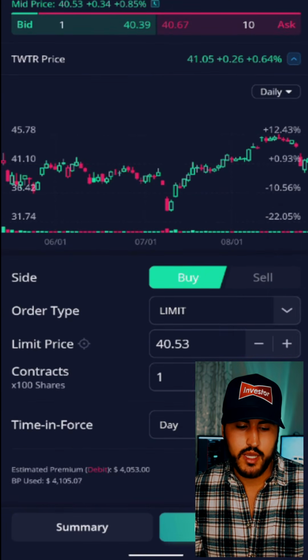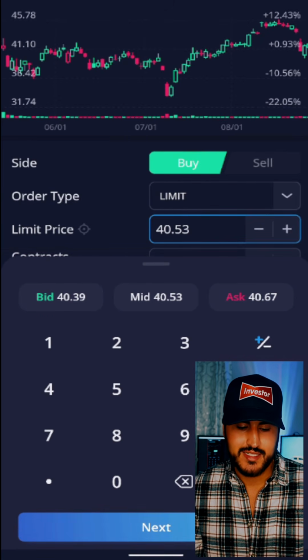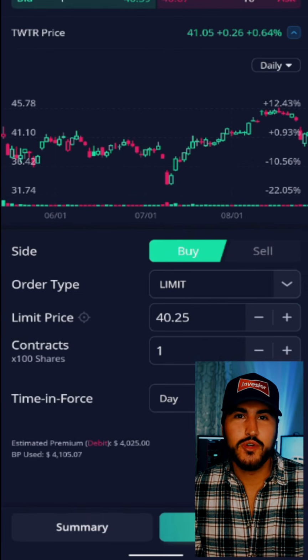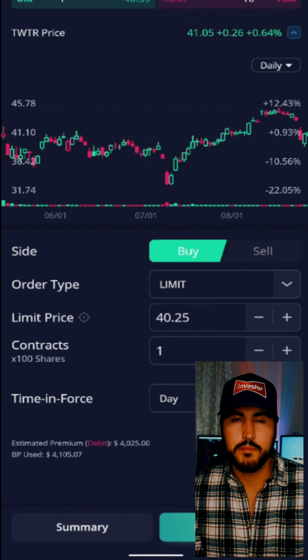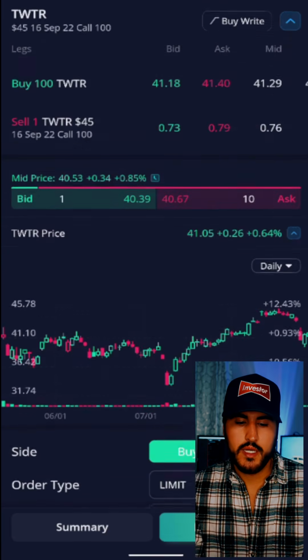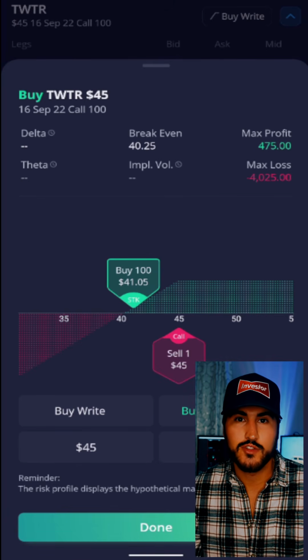Now, if we scroll down and we go to our limit price, you can see that the bid is $40.39. The ask is $40.67. We're looking to do this at $40.25. You can adjust this to be whatever you want depending on how much you're willing to pay for this position. Now, if we go to the P&L graph, let's explain this a little bit more. So our max profit is going to be $475 and our max loss is going to be negative $4,025.